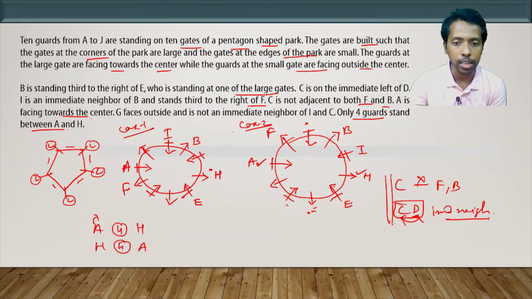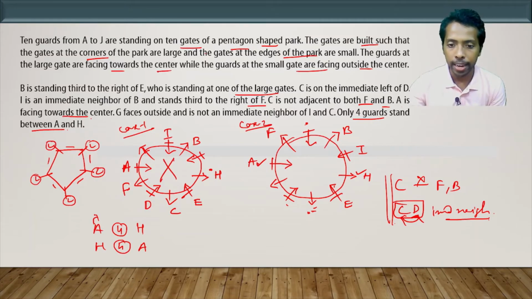And anything given with respect to F and B here. So C is not adjacent to F and B. F here, so C can come here, but D is here. But this is not immediate left of D. The immediate right of D it's coming. So this is clearly eliminated. Right? Moving to case 2 here.